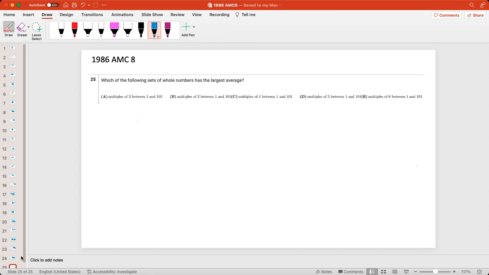Now coming to the next. Which of the following sets of whole numbers has the largest average? Now, when you have a set of numbers which are increasing in a specified manner, so the common difference is the same, then the average of the first and the last number is the average of the group of numbers. Let me show you. Suppose I have 2, 4, 6. The average of this is 6 plus 4, 10, 12 by 3, which is 4.